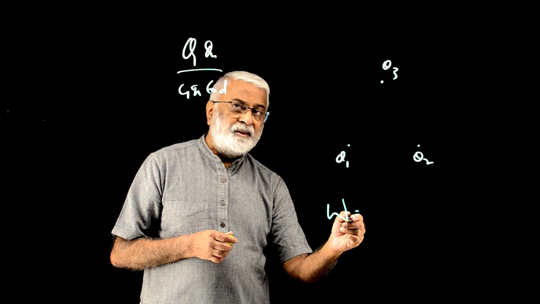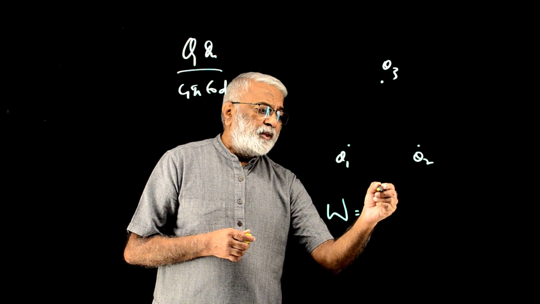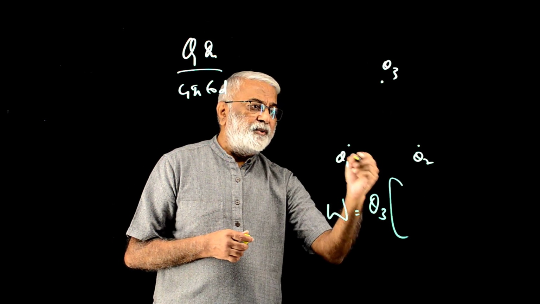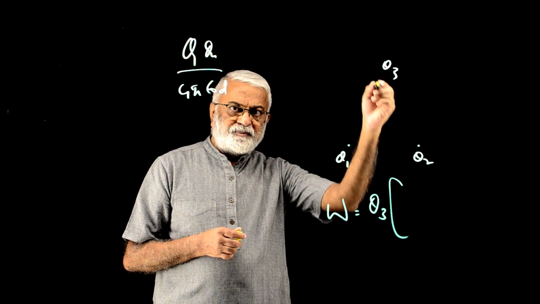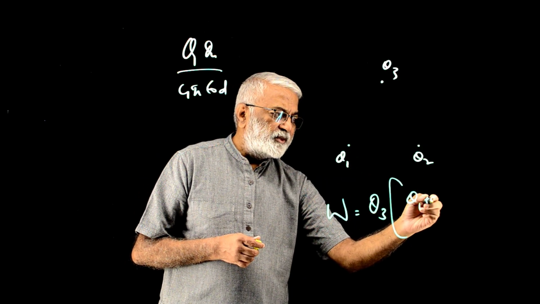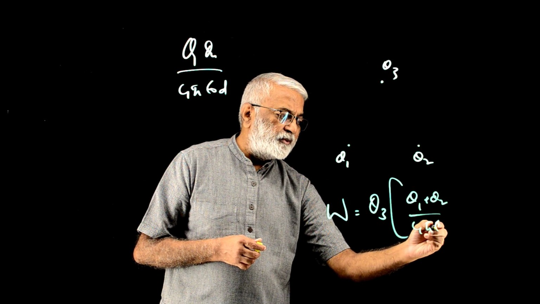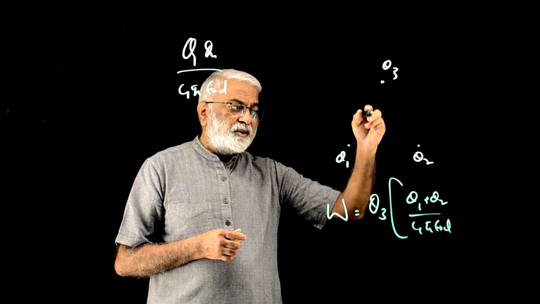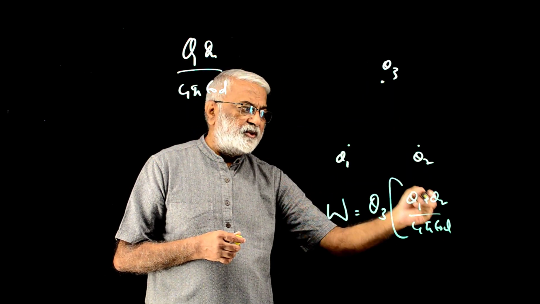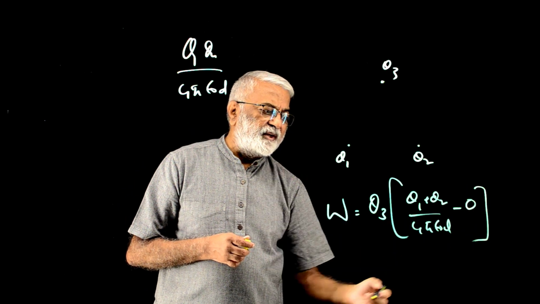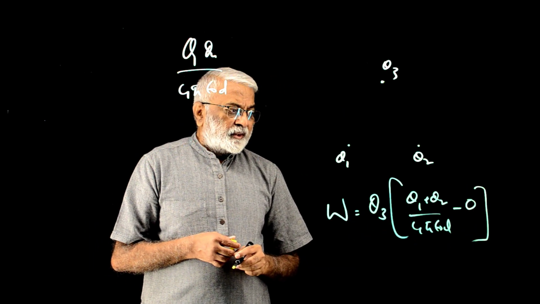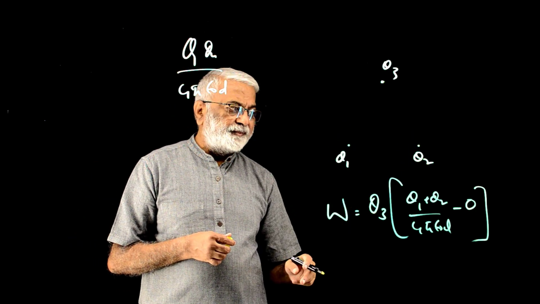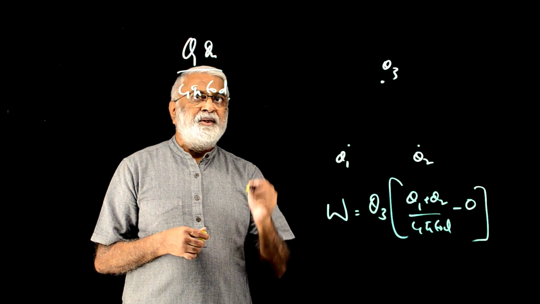Now that work done is going to come out to this. Q3 was at infinity, so the final potential is due to Q1 and Q2: Q1 by 4 pi epsilon 0 L plus Q2 by 4 pi epsilon 0 L, that is Q1 plus Q2 by 4 pi epsilon 0 L. What is this? This is the potential at which Q3 is finally located due to the other 2 charges, and initially Q3 was infinitely far away. So this is the work done in bringing Q3 into the field of Q1 and Q2.